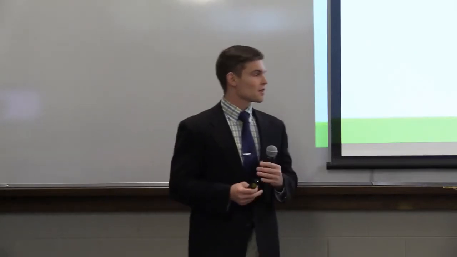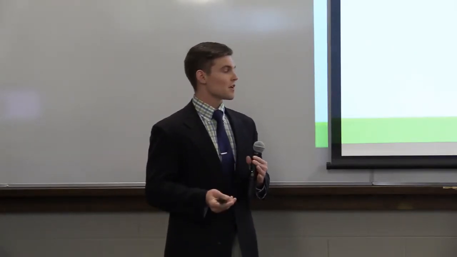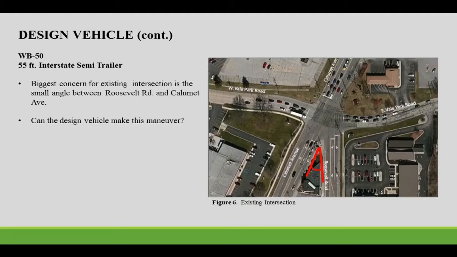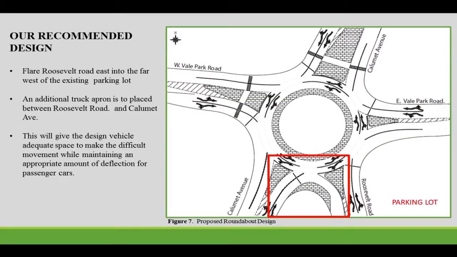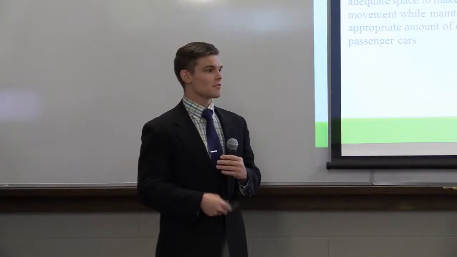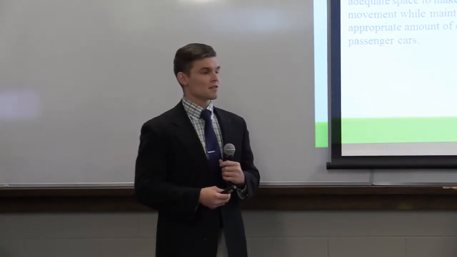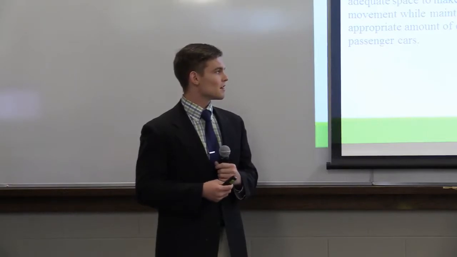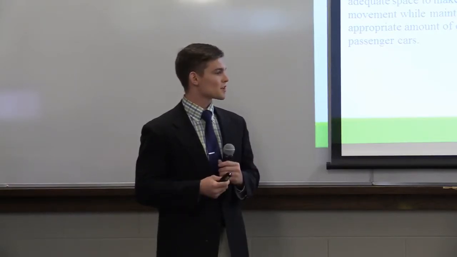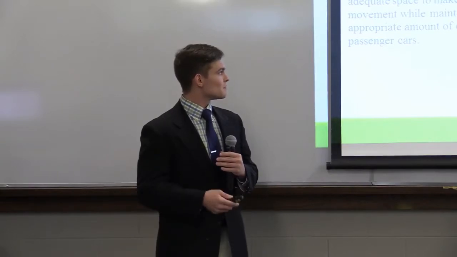Our biggest concern with this design vehicle was the small angle of the existing site between Roosevelt Road and Calumet Avenue. We were just wondering, can our design vehicle make this maneuver if it's necessary? To accommodate that in our design, we first flared Roosevelt Road farther east into the existing parking lot site. Then we also added an additional truck apron between Calumet Avenue and Roosevelt Road. Again, this just gave the design vehicle a little more room to make that maneuver if it was needed, and to give the passenger cars the appropriate amount of deflection as they also made that movement.